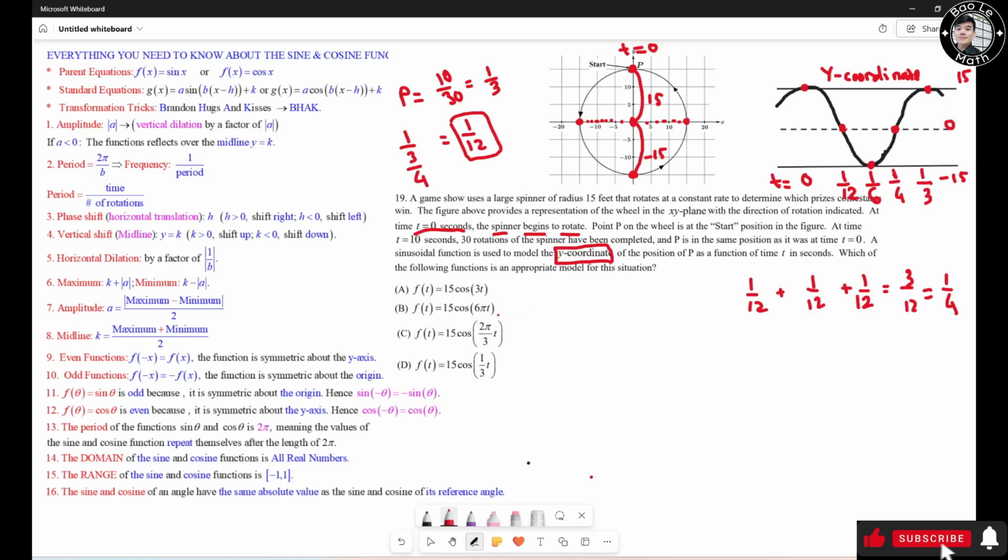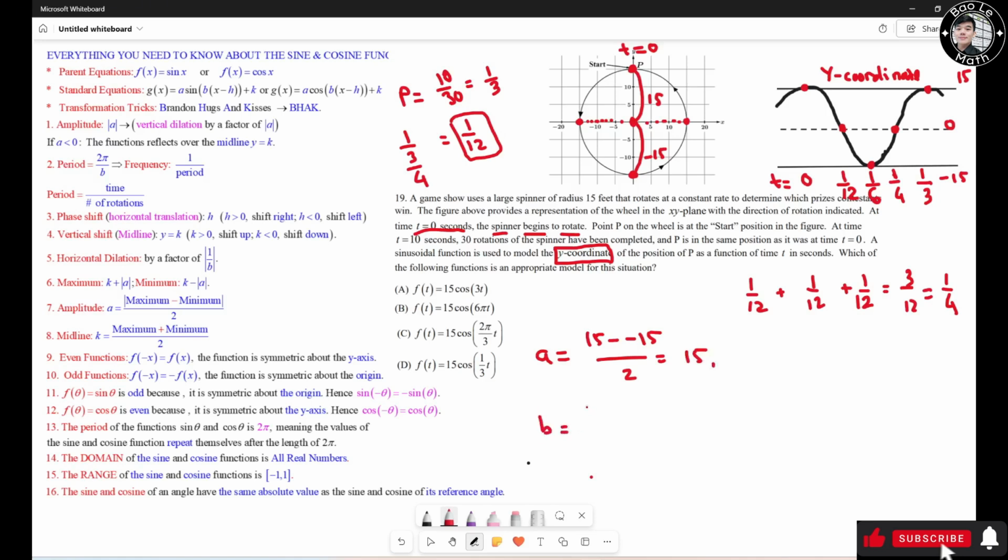Alright, so now we need to calculate the amplitude. So amplitude equals maximum subtract minimum divided by 2, right? So 15 subtract negative 15 divided by 2. It's going to be 15, right? Now we need to calculate b, right?